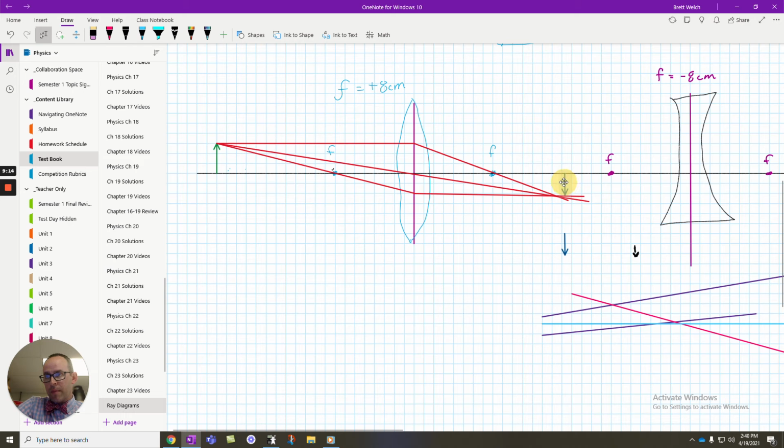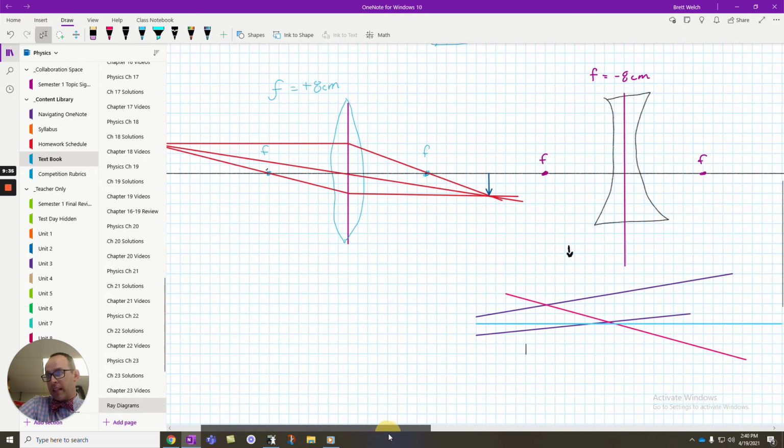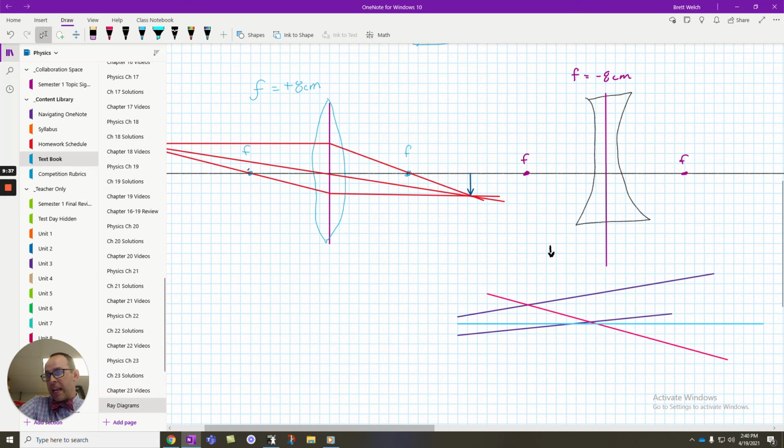So now I can bring my object. My object produces an image right here where the blue arrow is. It's upside down. It is a little bit smaller. This image from the first lens is going to be the object for our second lens. So we're going to let all the light that joined here spread back out as it goes through the second lens, and we're going to watch and see what happens.